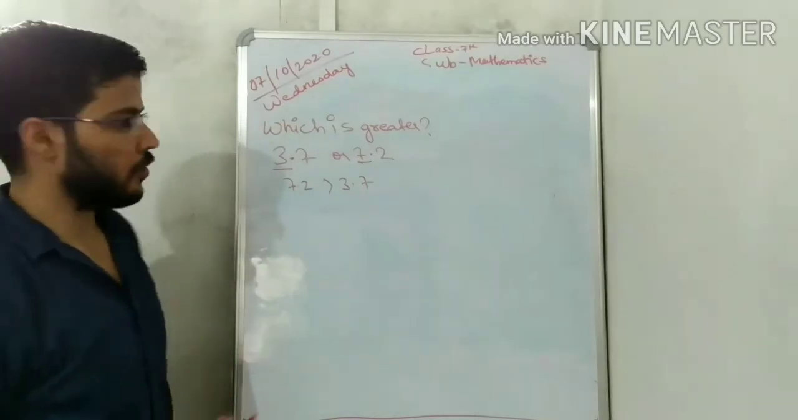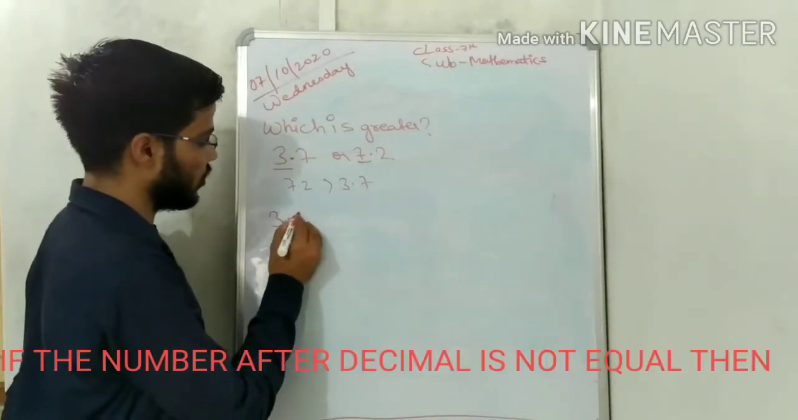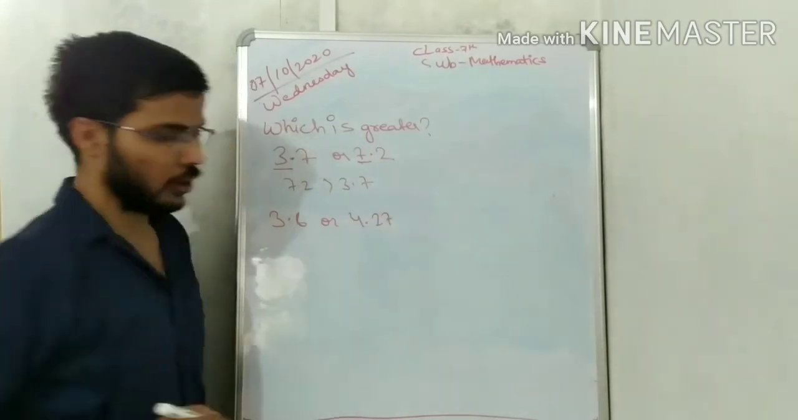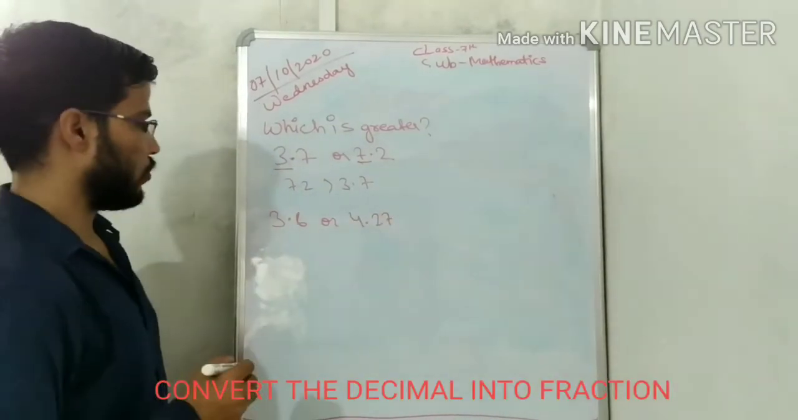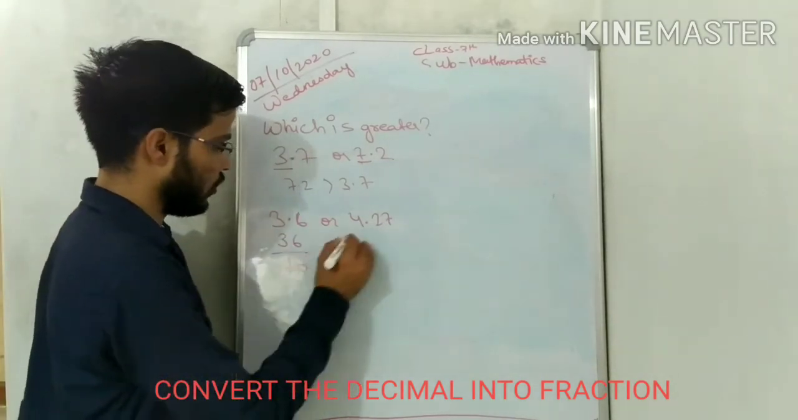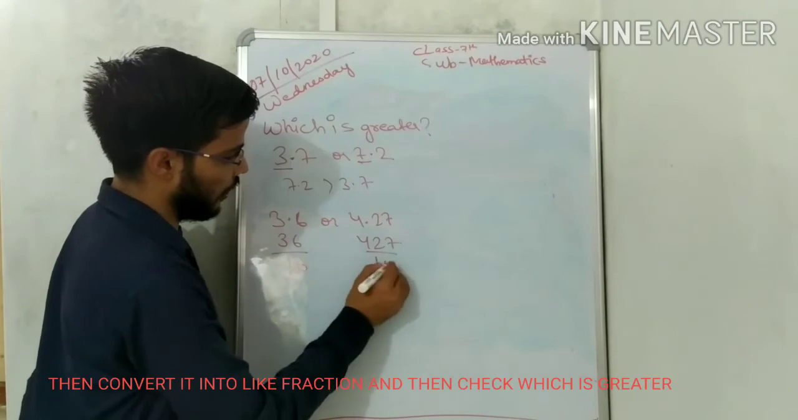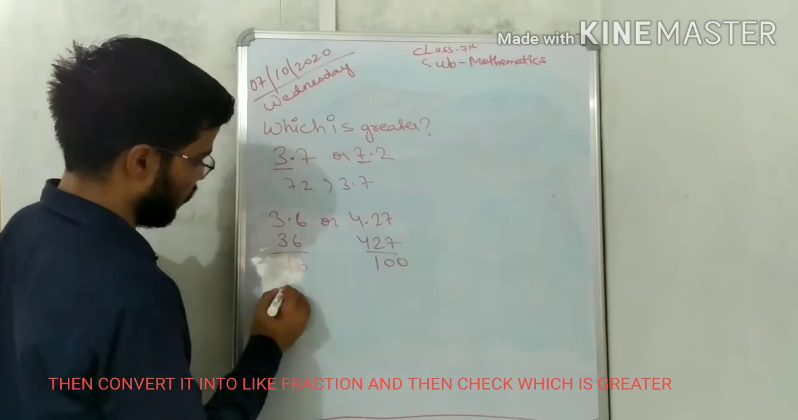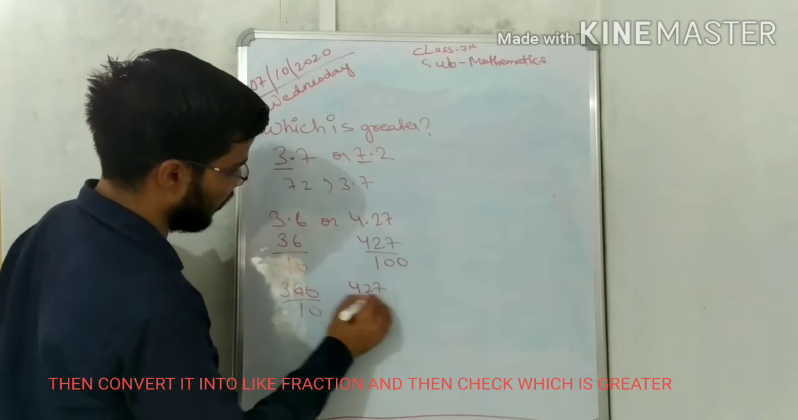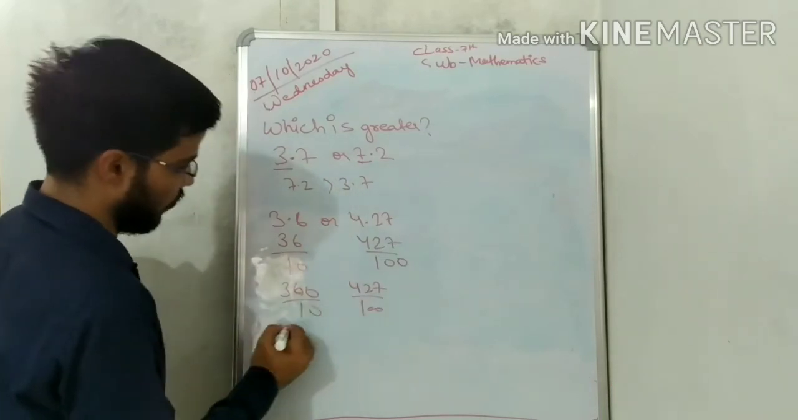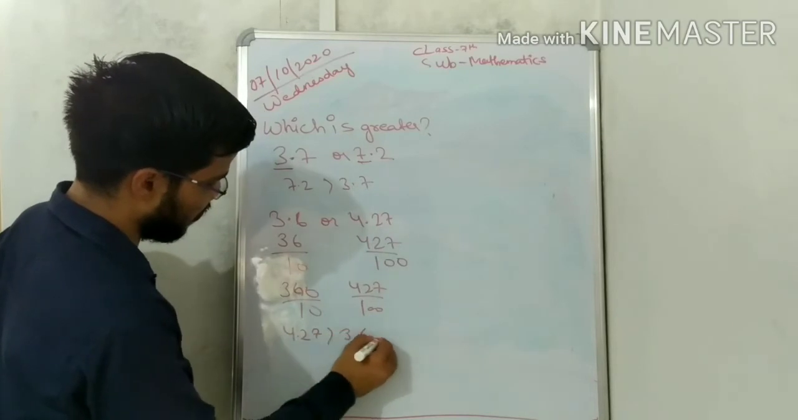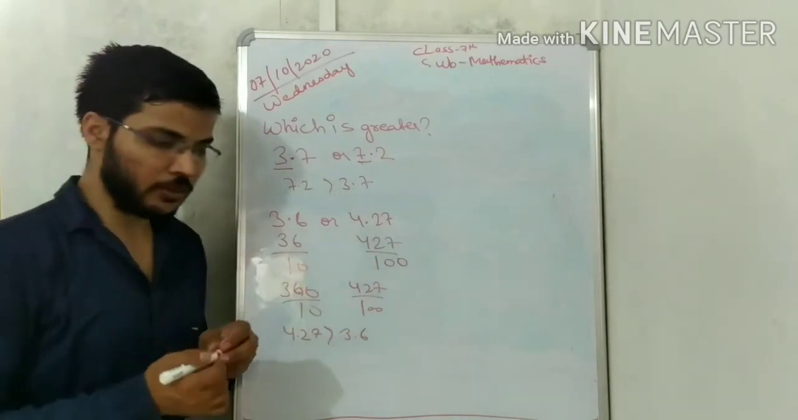What if decimal points vary? For example, 3.6 or 4.27. How will we check now? For that, you will just convert it into fraction and then convert it into like fractions. So it will become 360 by 100 and this is 427 by 100. Which one is greater? 4.27 is greater than 3.6. In this way we can check which one is greater.